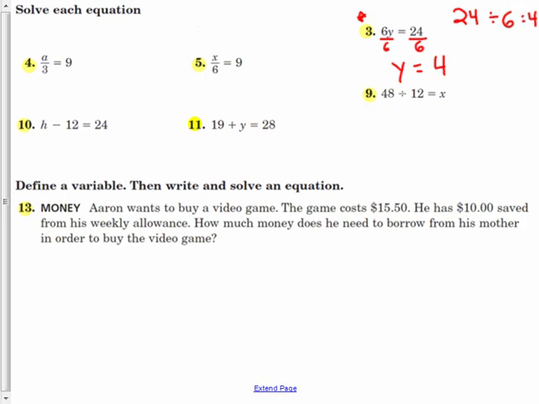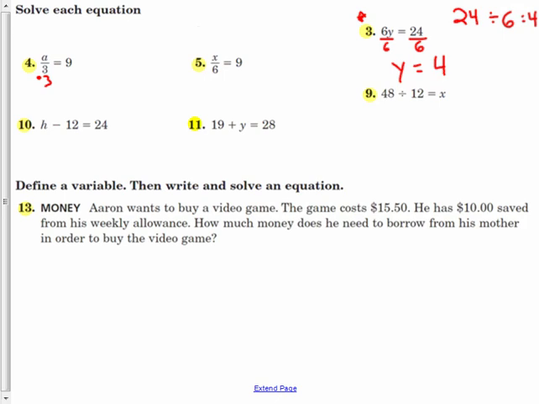Let's look at another example. I have a over 3 equals 9. Remember, fraction bar means divide. So I have a divided by 3 equals 9. Now, think about backwards. What's the opposite of divided? The opposite of divided by 3 is times 3. So I'm going to multiply by 3 on the left side.